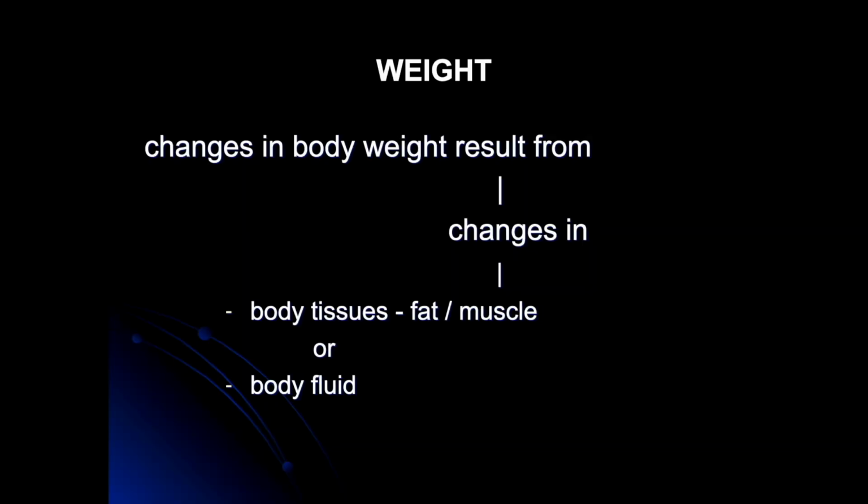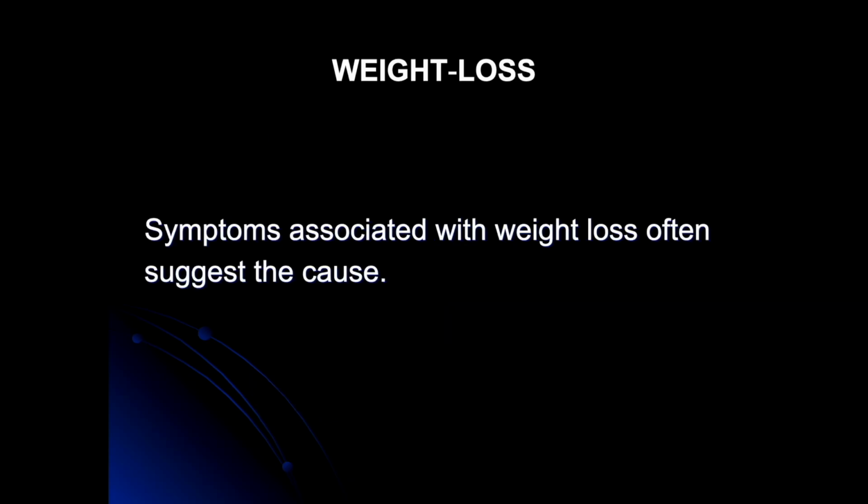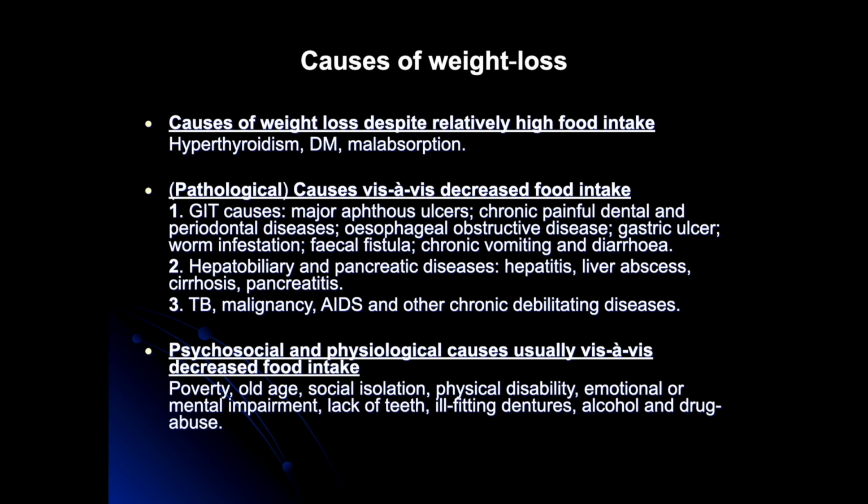Body weight should be proportional to height. Changes in body weight result from changes in either body tissues, namely fat or muscle mass, or body fluid. Acute changes in weight occur due to changes in the amount of body fluid. Symptoms associated with weight loss often suggest the cause of weight loss.